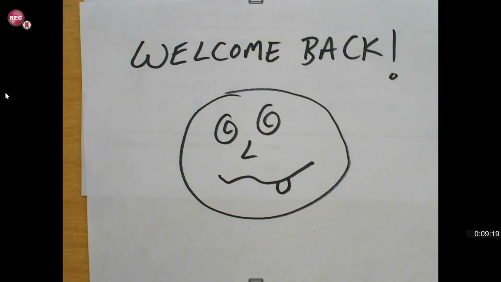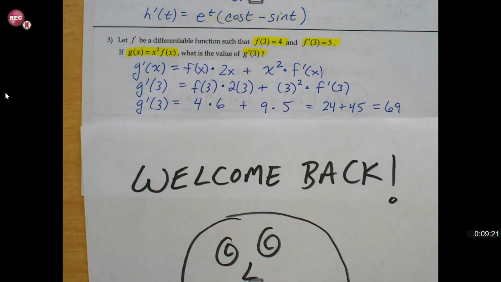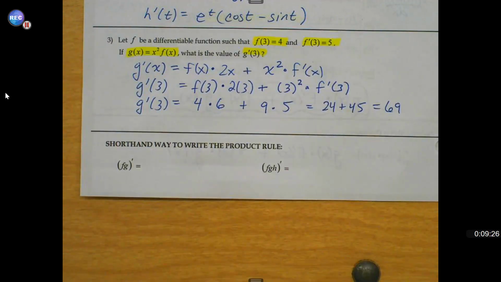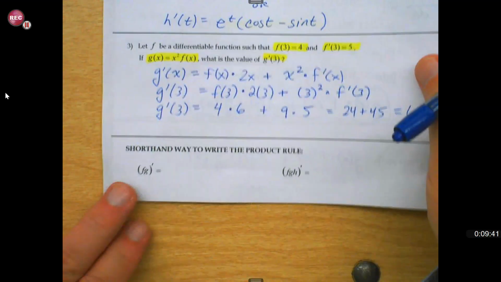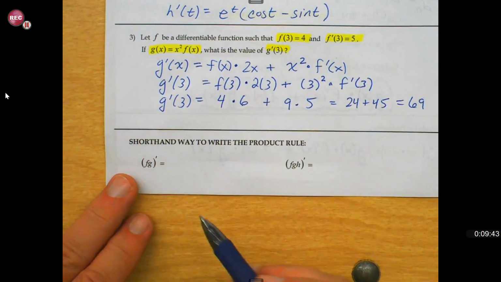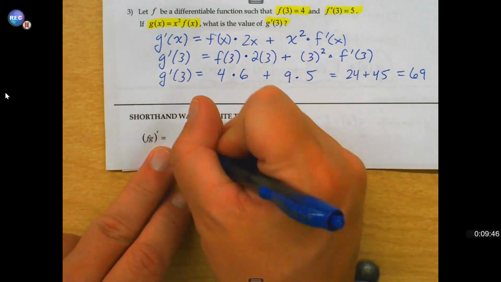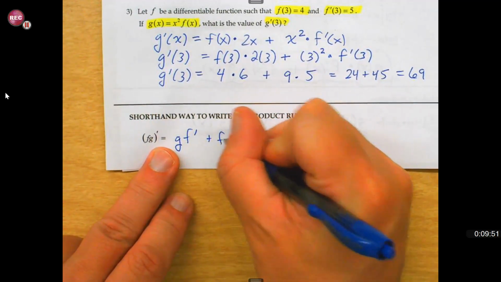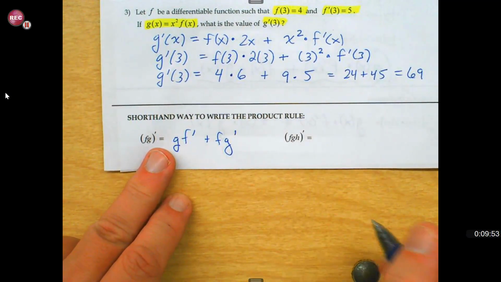Alrighty, welcome back. Hopefully you just filled in the values that you needed to fill in, and you get an answer of 69. Okay, the last thing I just want to mention is just the shorthand way to remember the product rule. So, you know, the way we wrote it on the front, nothing wrong with that, right? But if you want to condense that a little bit, we could kind of say, all right, if we want the derivative of f times g, it would just be what? The second function times the derivative of the first, plus the first function times the derivative of the second.